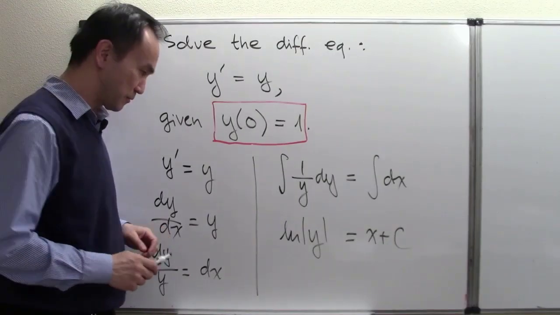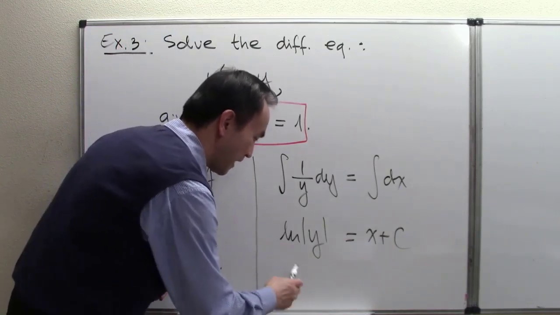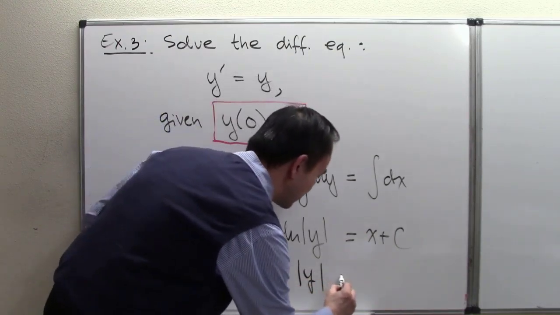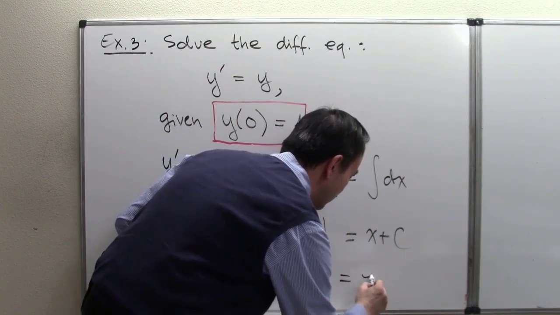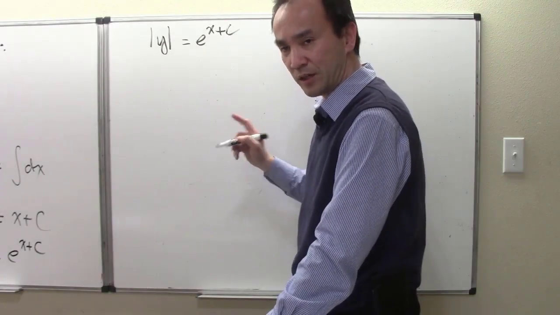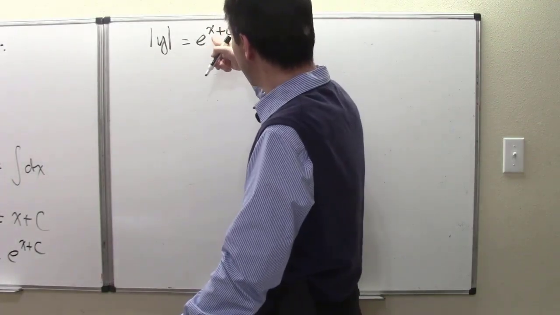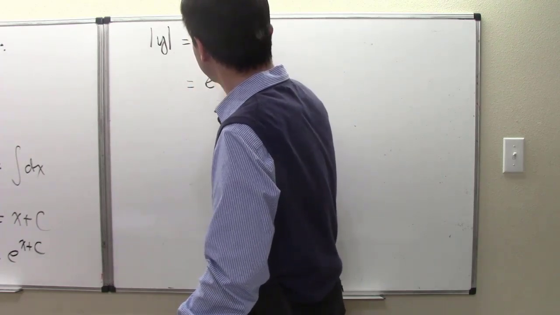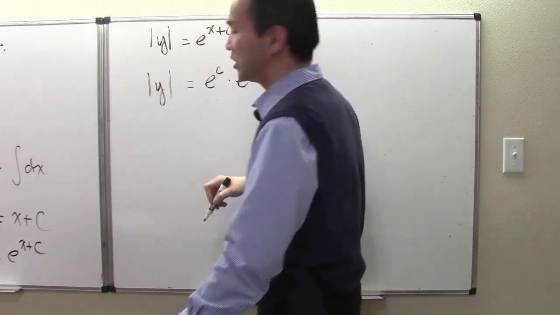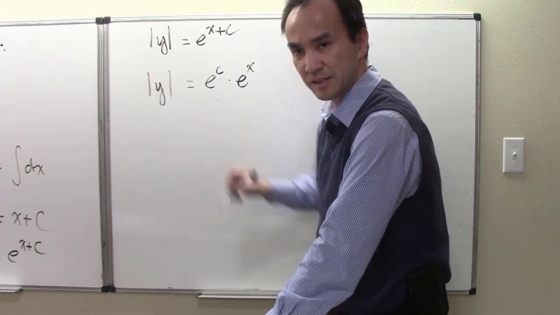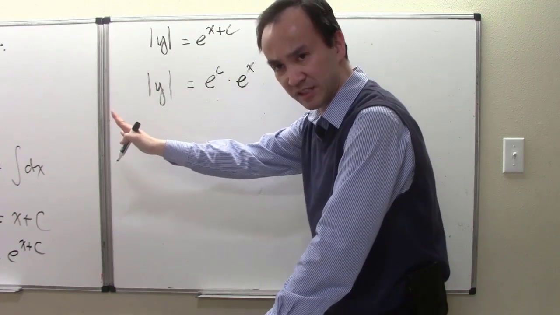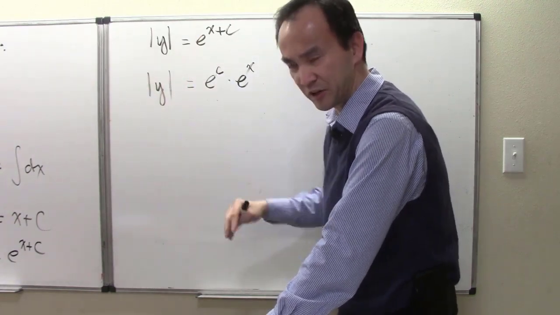And at this point, from algebra, we know that the absolute value of y will equal e to the x plus c. I'm going to rewrite e to the x plus c as e to the c times e to the x. And that equals y in absolute value on the other side of the equation. Now the very similar arguments that I made in example 2, we can carry that same experience here in this problem.